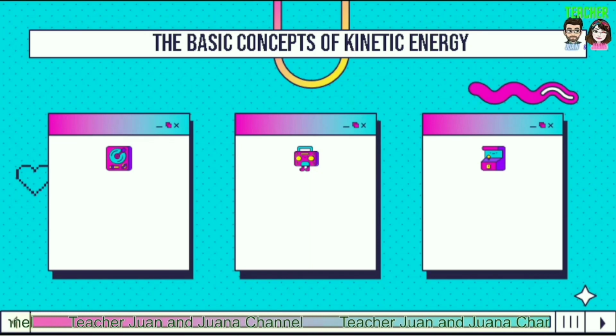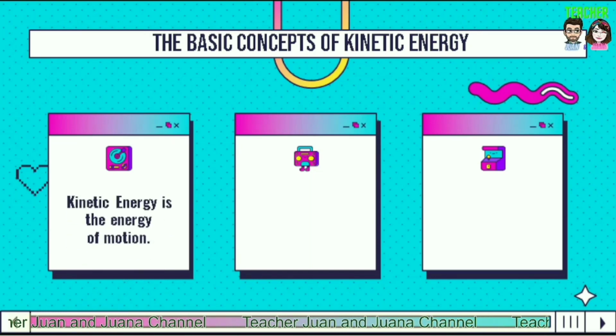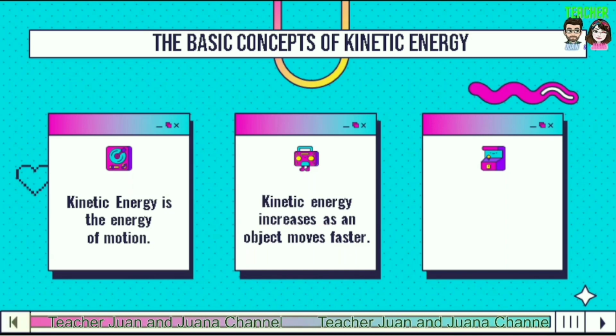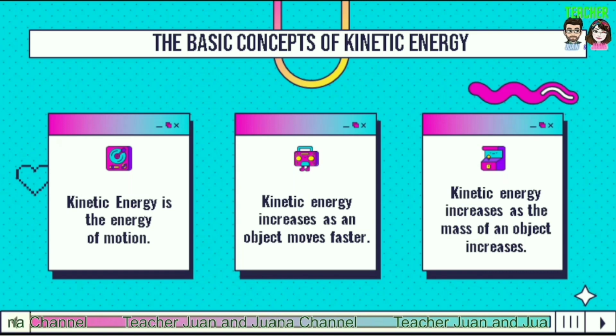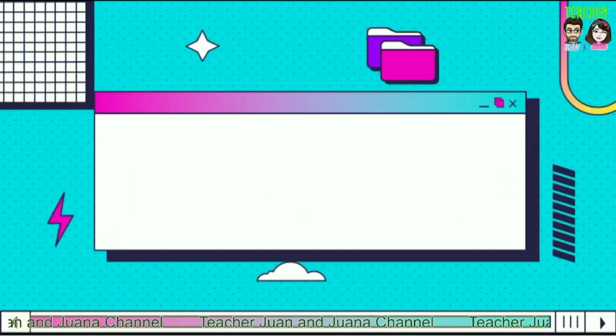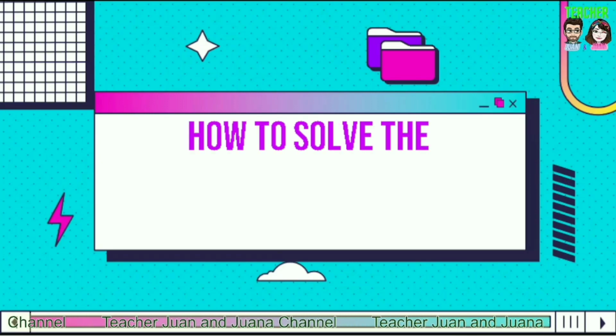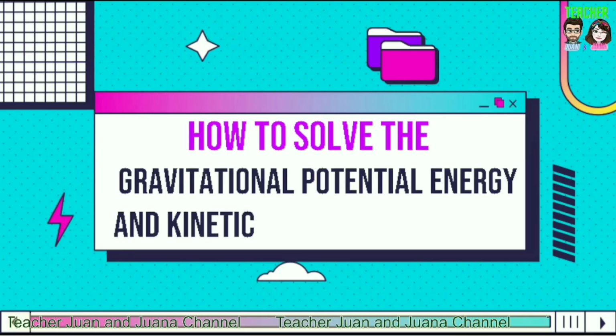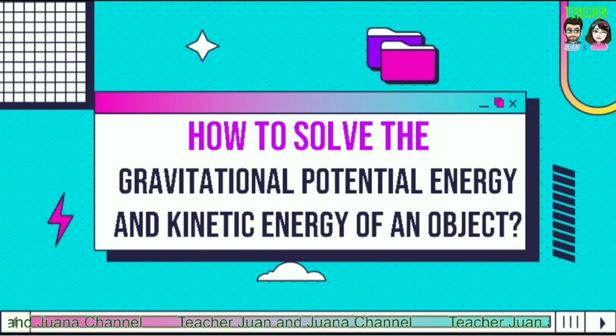Here are the basic concepts of kinetic energy. Kinetic energy is the energy of motion. Kinetic energy increases as an object moves faster, and kinetic energy increases as the mass of an object increases. Let us identify how to calculate gravitational potential energy and kinetic energy of an object.